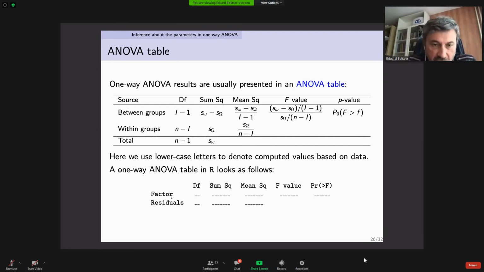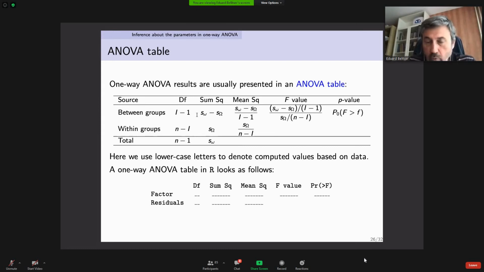And this is what you get to see. Okay, the real output is like this. So you will see these things. I just put the explanation of what those numbers here mean. So here this number is just I minus 1. This is the number of cells minus 1. Here is within groups the degrees of freedom. It's n minus I. It's the degrees of freedom of this random variable. So this is S omega between groups.